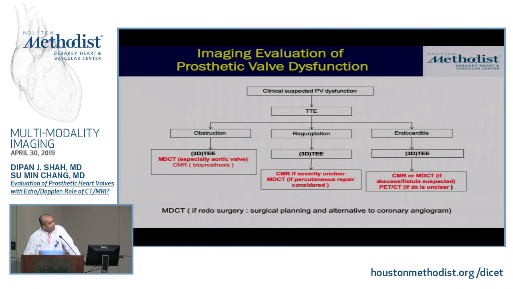I think if your question is about obstruction, that's where potentially CT may be the best test, especially for the aortic valve, as we talked about. Other options could be 3D transesophageal echo, and then CMR could be helpful, but only really in bioprosthetic valves. If your question is about regurgitation, that's where I think either 3D TEE or CMR could be very useful, and then MDCT could be useful if you're trying to plan for a percutaneous repair.